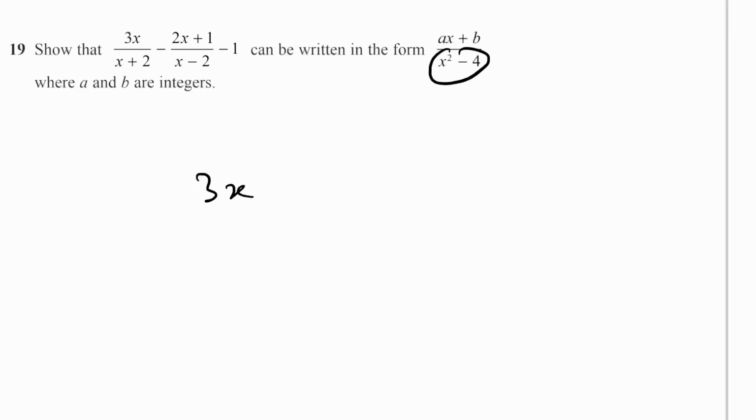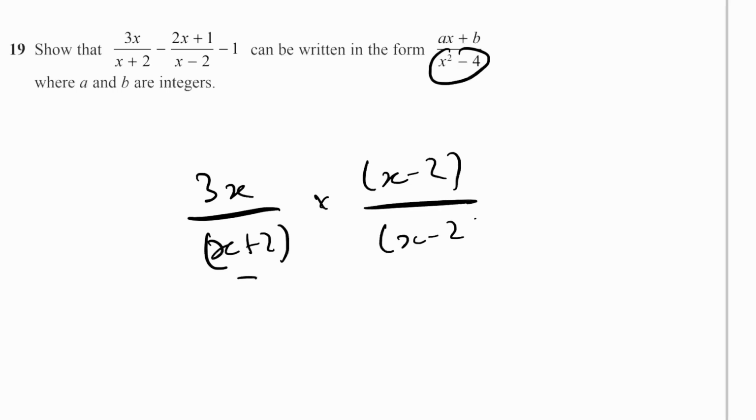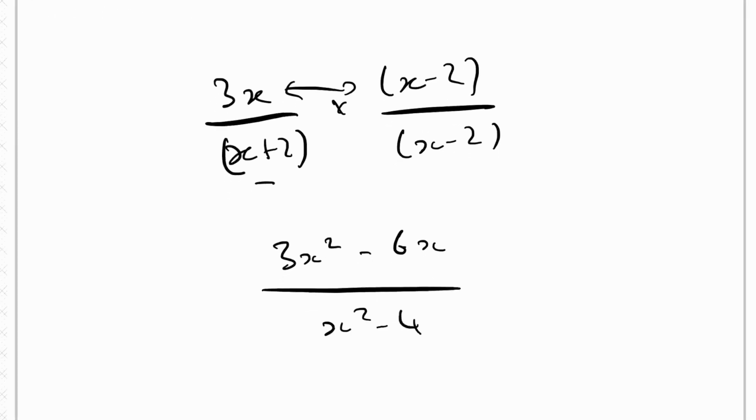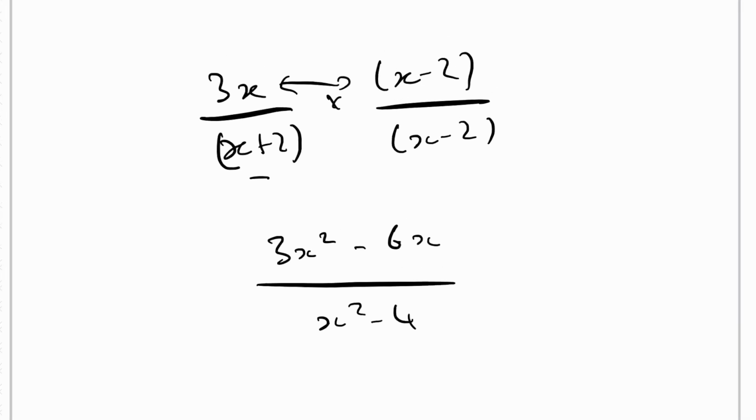So let's take this first one, 3x over x plus 2. And essentially, we need to work out what we need to multiply x plus 2 by to get x squared minus 4. To do that, you would just have to multiply it by x minus 2. And so you multiply the top by x minus 2 as well, and the bottom by x minus 2. And what you end up with is 3x squared minus 6x. This is multiplying the top. And divide that through by x plus 2 times x minus 2, which is the difference of two squares that comes out to x squared minus 4, just like we wanted.